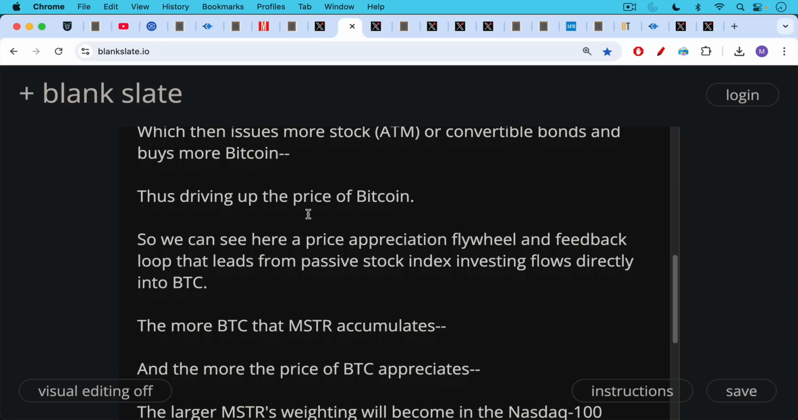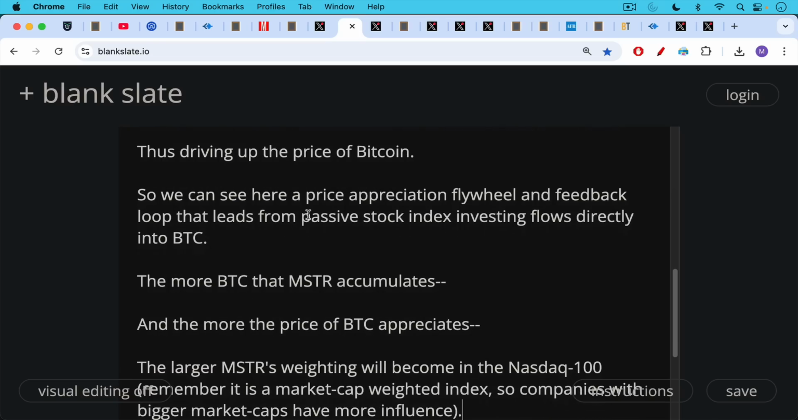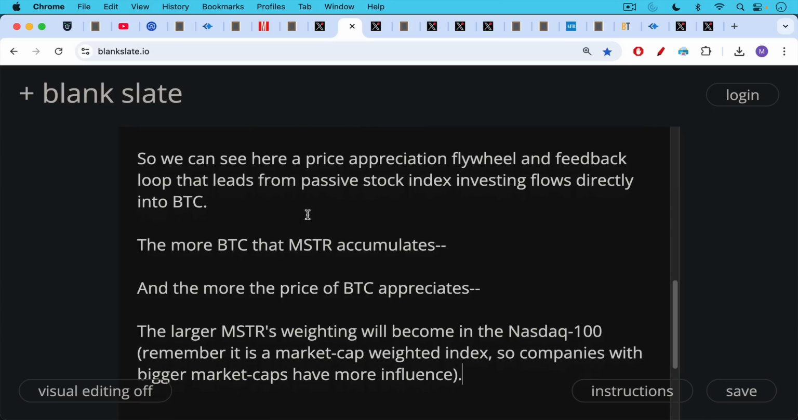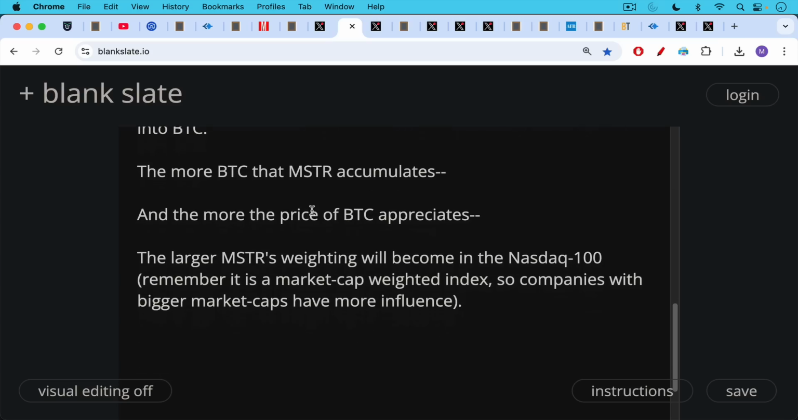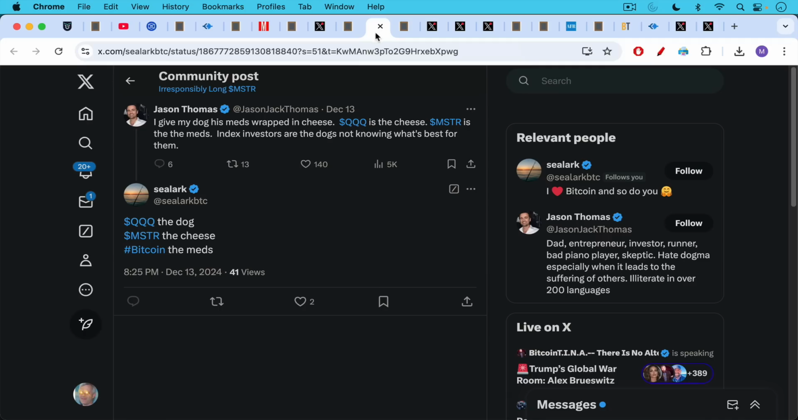The more BTC that MicroStrategy accumulates and the more the price of BTC appreciates, the larger MicroStrategy's weighting will become in the Nasdaq 100, because remember, this is a market cap weighted index for the most part. So companies with larger market caps have larger weightings and more influence on the performance of the index.